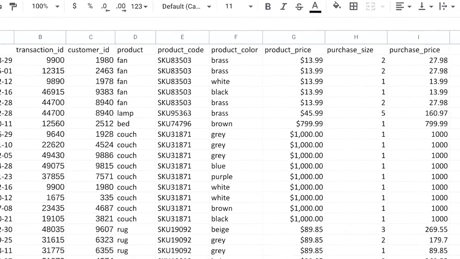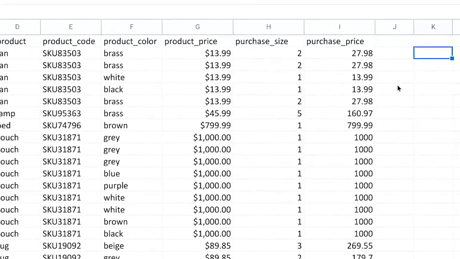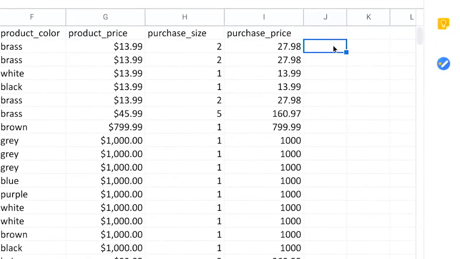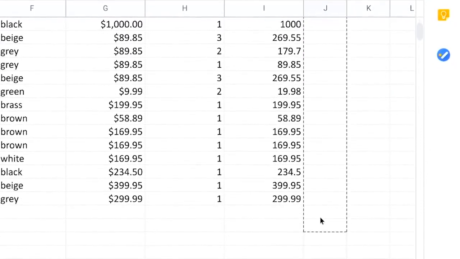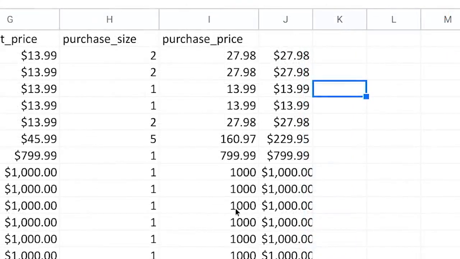Okay, let's say we're analyzing some data for a furniture retailer. We want to check that the values in the purchase price column are always equal to the number of items sold times the product price. So we'll add a formula in a new column to recalculate the purchase prices using a multiplication formula. Now, comparing the totals, there's at least one value that doesn't match the value in the purchase price column.